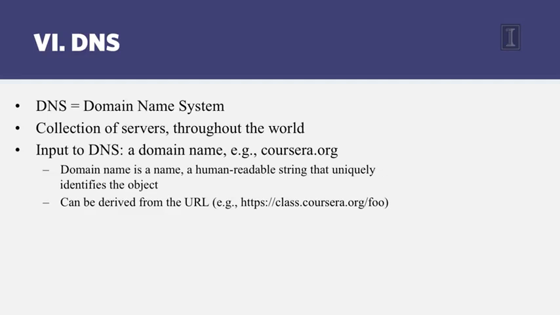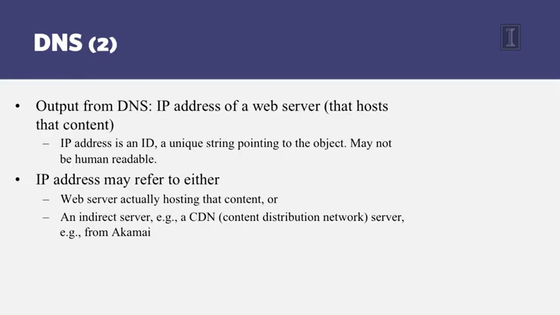So the input to the DNS is a domain name such as Coursera.org, and this is a human readable string that uniquely identifies the object. So we humans can easily remember a name like Coursera.org. Actually, we really remember URLs like class.coursera.org/foo, and when you enter this into your browser, it extracts the domain name from this URL and then sends this off as a query to the DNS system. The DNS system then returns to you the IP address of a web server that potentially hosts that content.